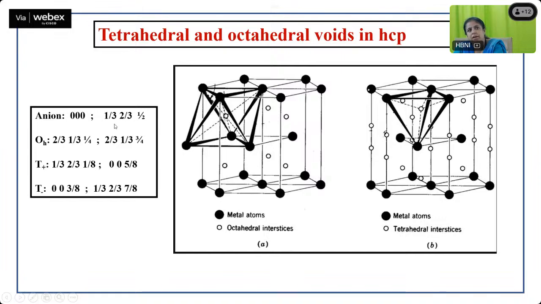So if this was 1/3, 2/3, the xy coordinates are 2/3, 1/3. And for the z coordinate, because this is 0, this is 1/2, this is 1, this is 1/4, and this is 3/4. They are lying right above each other. So once you have fixed the xy coordinates for one, which is 2/3, 1/3, the second one is also fixed. Only the z coordinate changes: 1/4, 3/4.